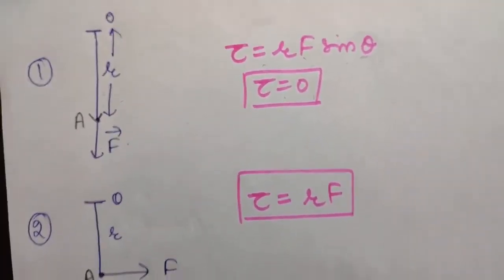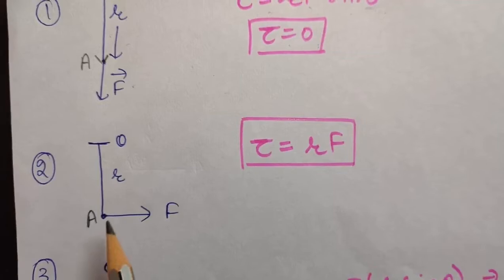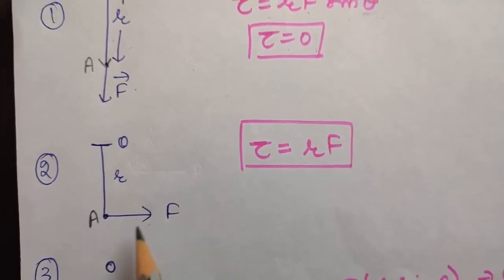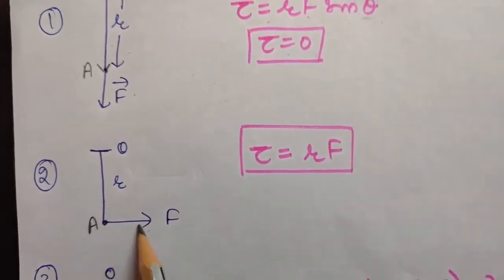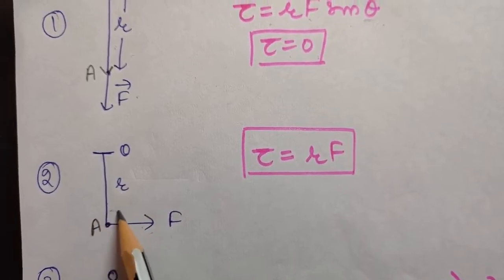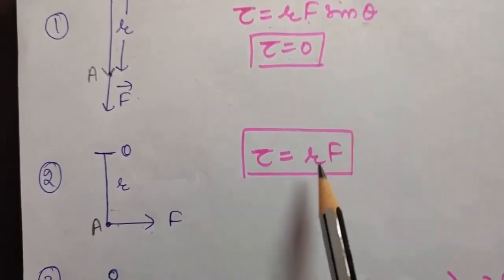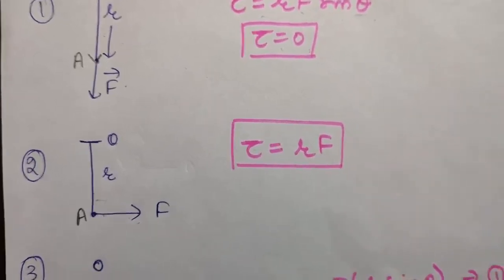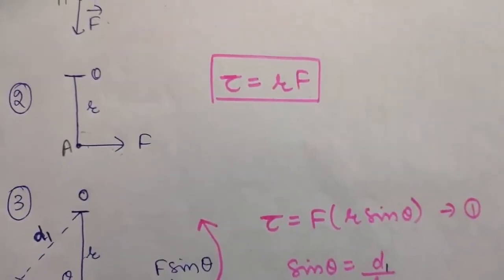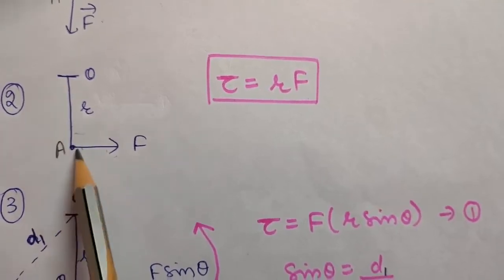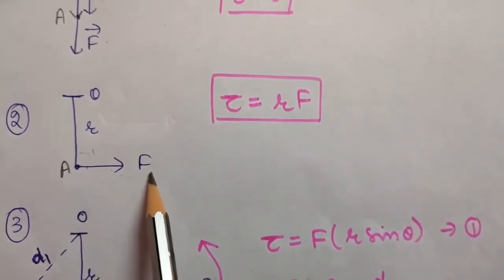rod. Now let us see if the same force is applied like this, that is in this direction. Now can you tell me what is the angle between R and F? As you can see, the angle is now 90 degrees. Sin 90 is 1, so torque will come to be Rf. So there will be some torque and therefore this rod will rotate due to this application of force.